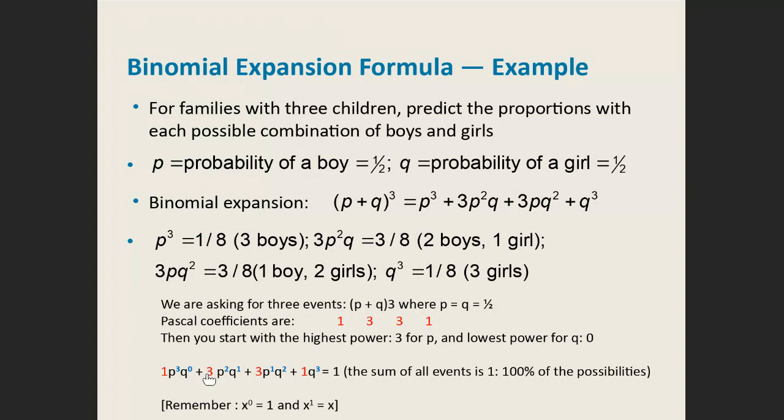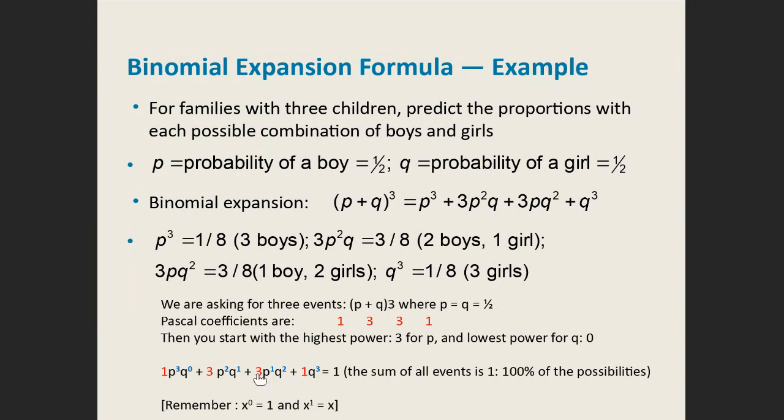Now, go to the next term. The Pascal coefficient is 3. You lower the power of P by 1, so it's P squared. And since I told you you need the powers of P and Q to add up to 3, that gives you Q to the power 1, which is Q. So this is how we get the term 3P squared Q, which is written here.